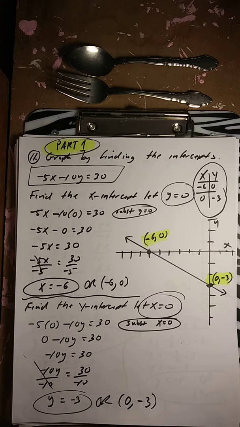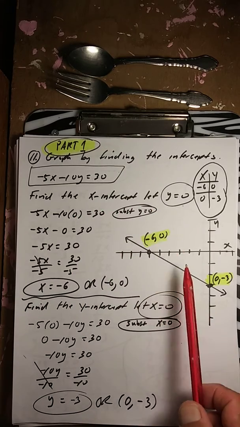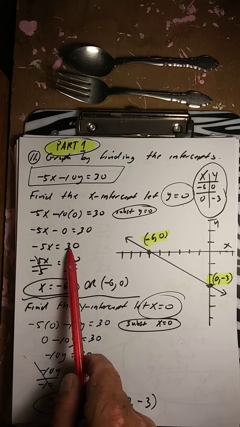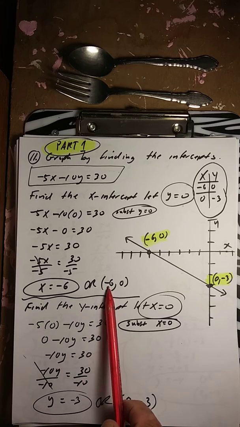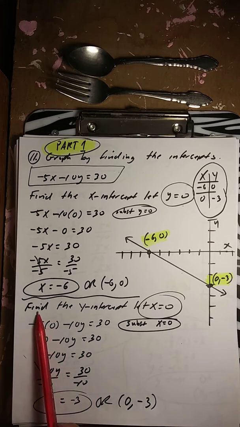Part 1. Graph by finding the intercepts. X-intercepts, y-intercepts. So to find the x-intercept, let y equal 0. So put it in there. That turns out 0. So you have negative 5x is 30. Divide by negative 5, divide by negative 5. So x is negative 6, or (negative 6, 0). That's one intercept.